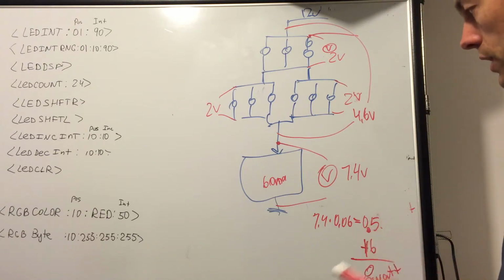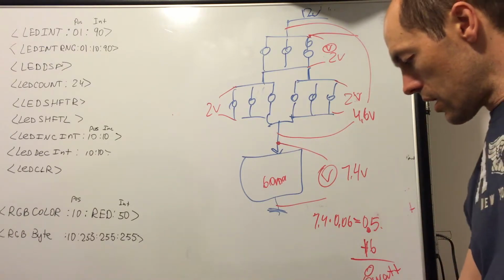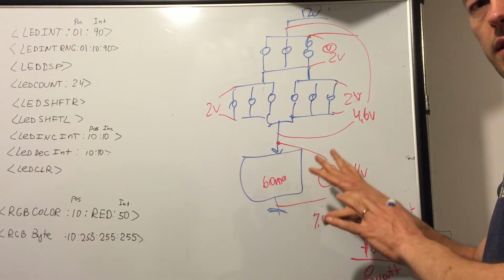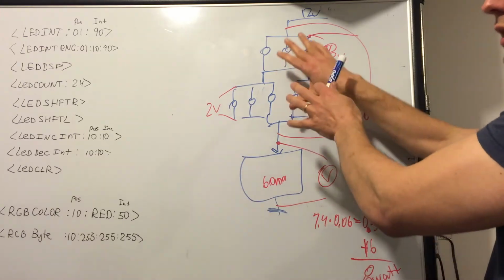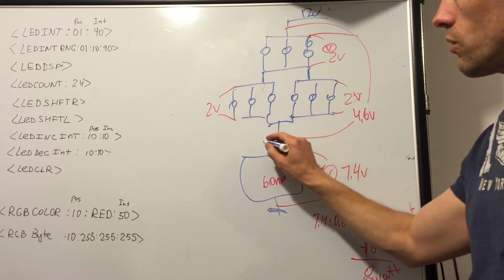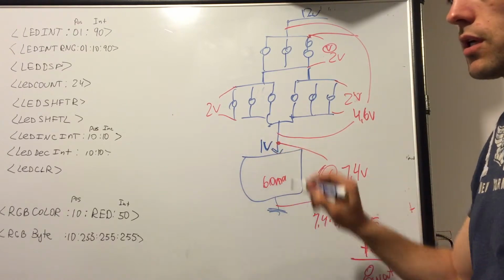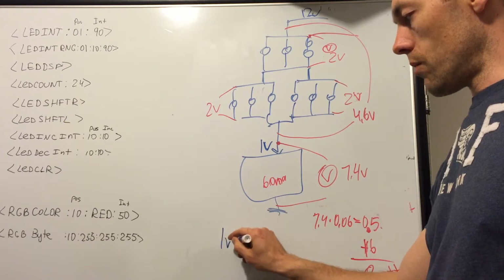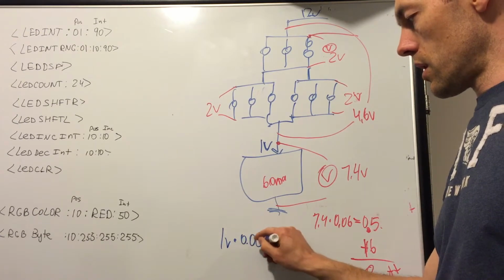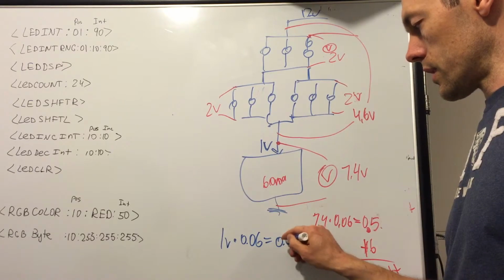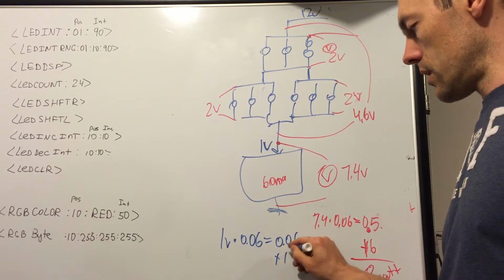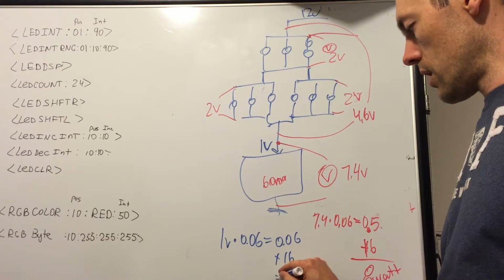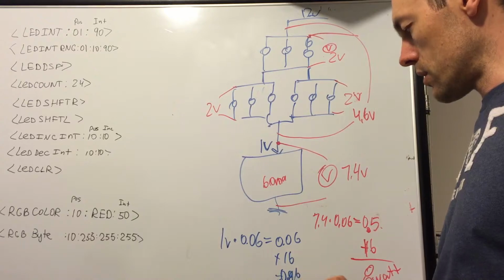Okay, so we have the challenges here. The challenge is the lower we drop the voltage here. So let's say, under the same conditions, we don't care what the LEDs are, but let's say it's only 1 volt here. If it's 1 volt, the heat dissipation is 1 volt multiplied by 0.06, multiplied by 16, which is equal to 0.96. So it's 1 watt.